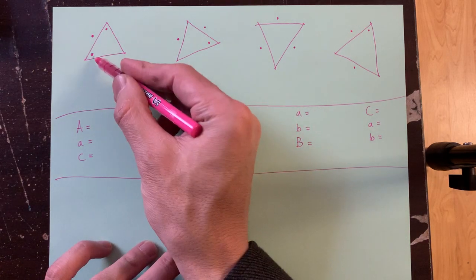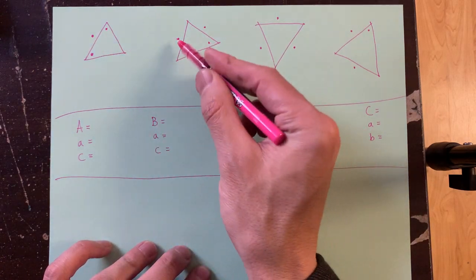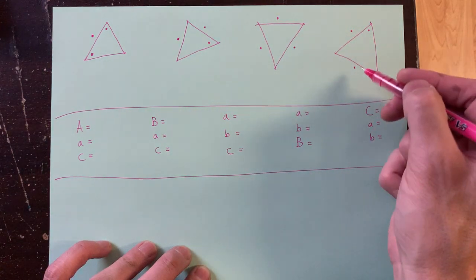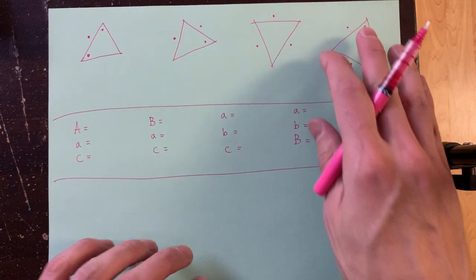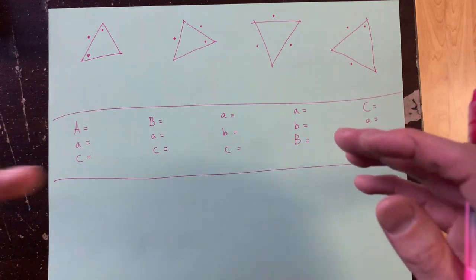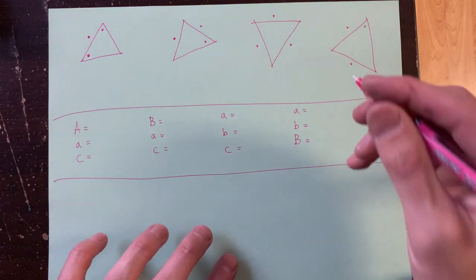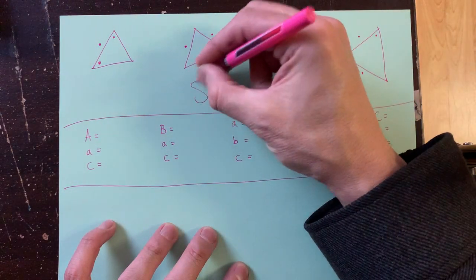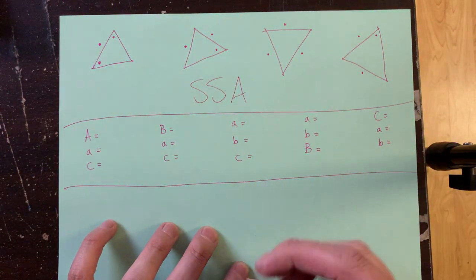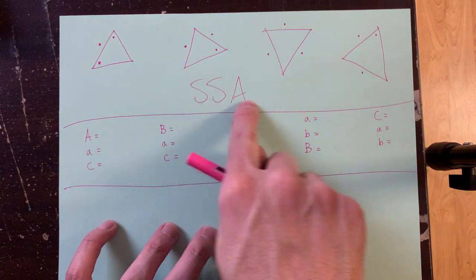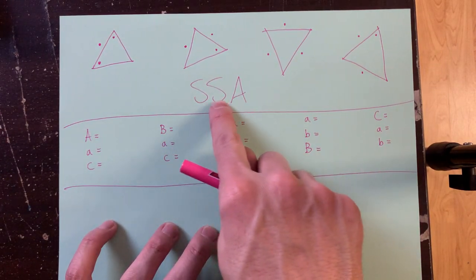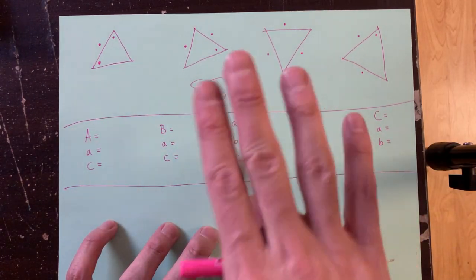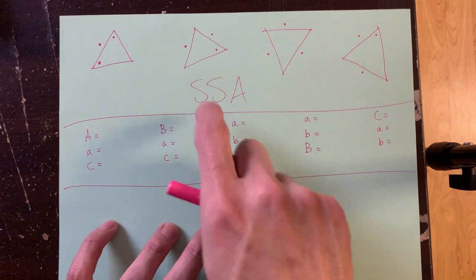So if they give me angle, side, angle, side, side, angle, side, side, side, how do I know when I should worry about the ambiguous case? The ambiguous case should be a thought. If you have side, side, angle, only in this instance should you think about, hey, are there two triangles or one or none at all? So you should worry about two triangles only when it's SSA.